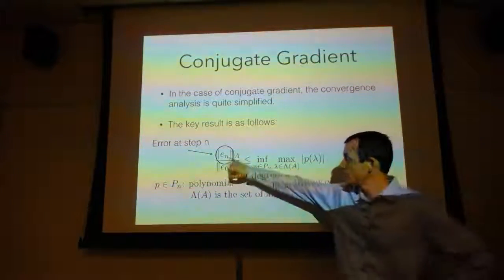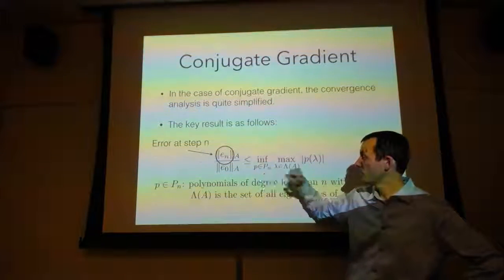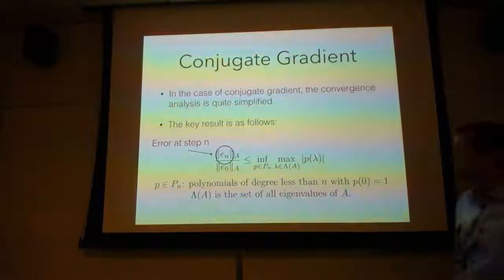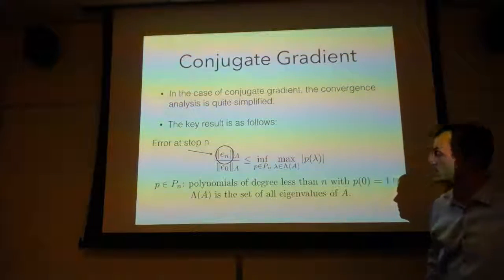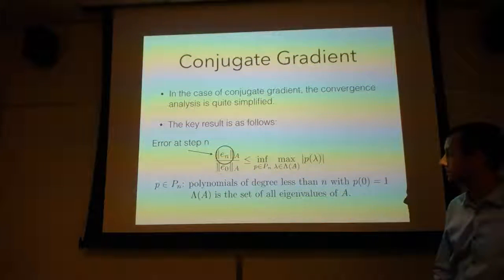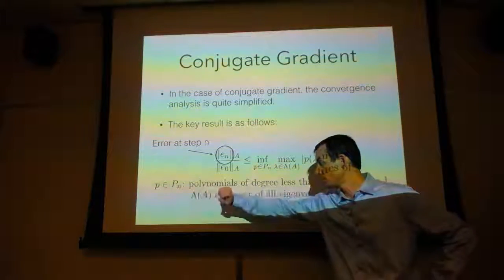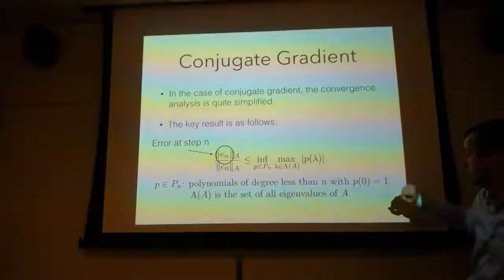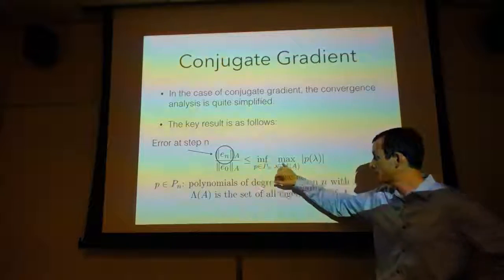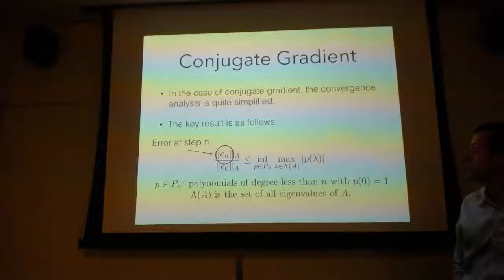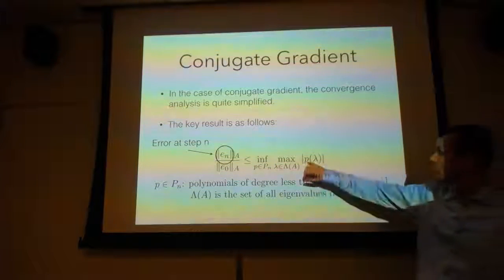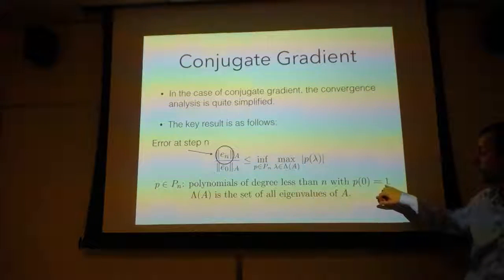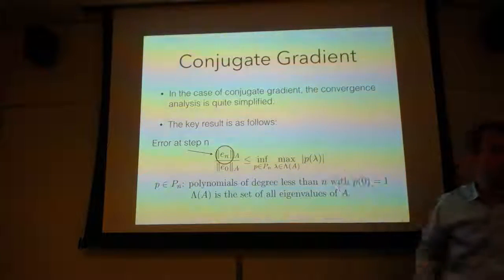Essentially, as you keep iterating, you're minimizing over polynomials of larger and larger orders. Hence the error has to strictly decay, because you're searching over an increasingly larger space. P is a polynomial of degree less than n, with this constraint, very important to keep in mind: P of 0 is equal to 1. You want to find a polynomial that is very small over the eigenvalues of your matrix, but with this constraint that P of 0 is equal to 1. This is very important. Otherwise, you can make P arbitrarily small, and this whole thing doesn't make any sense.